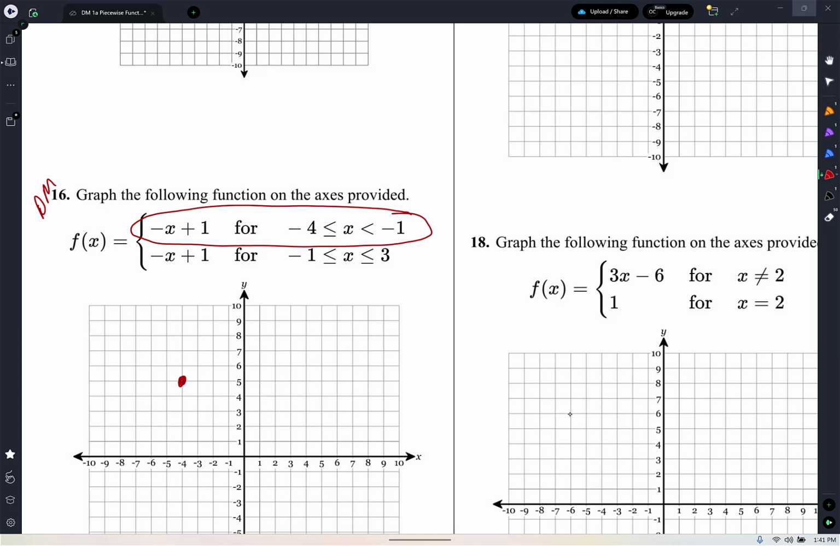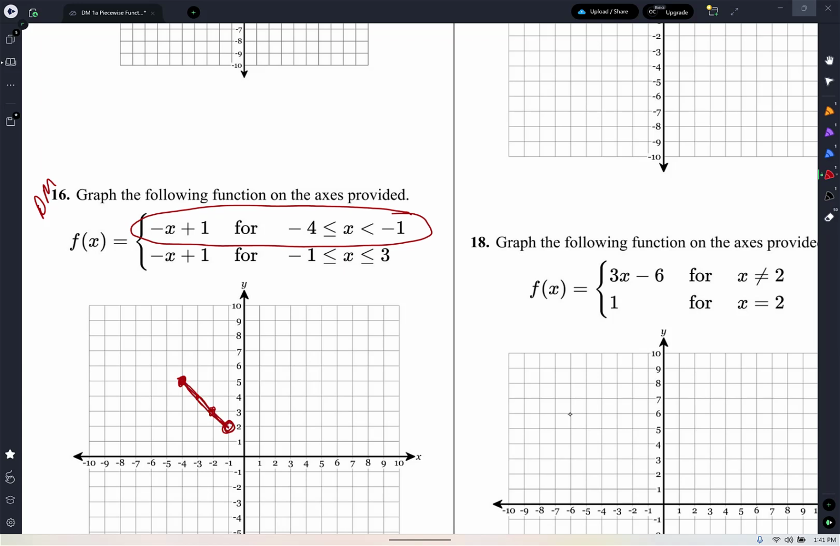My slope is negative 1, so I'm going to go down 1, right 1, and keep going all the way until you get to negative 1. At negative 1, put an open circle and connect it.